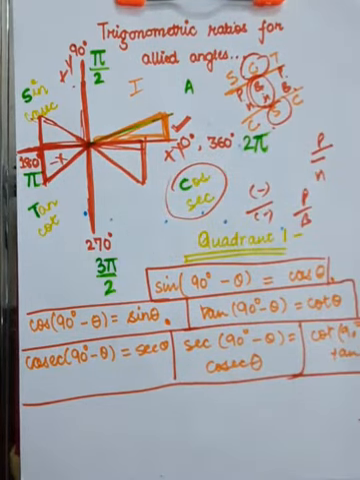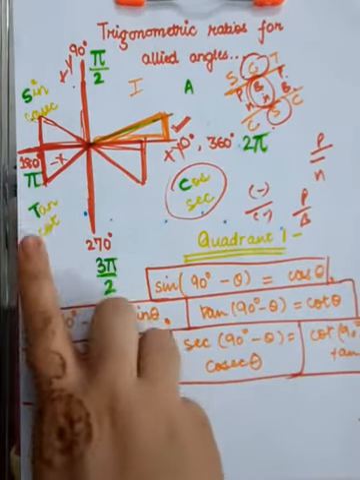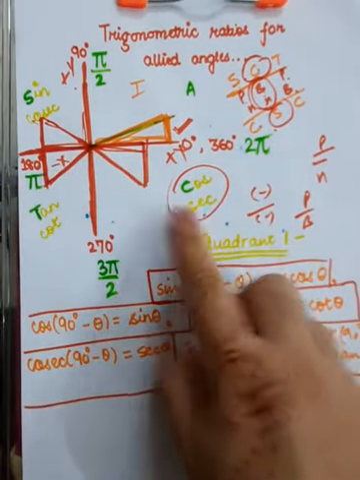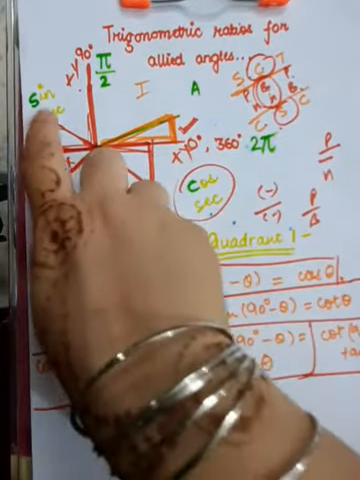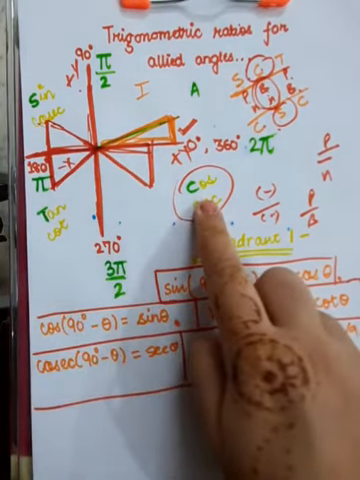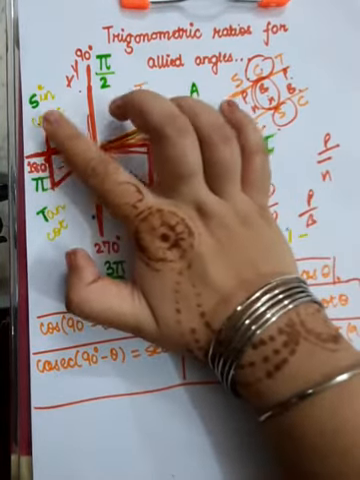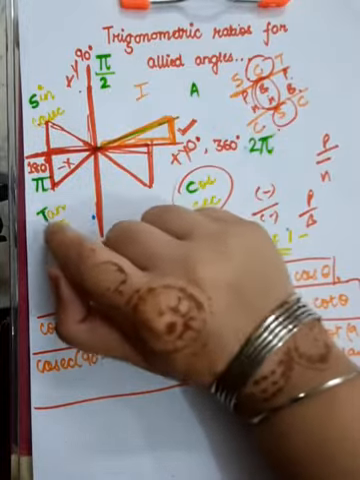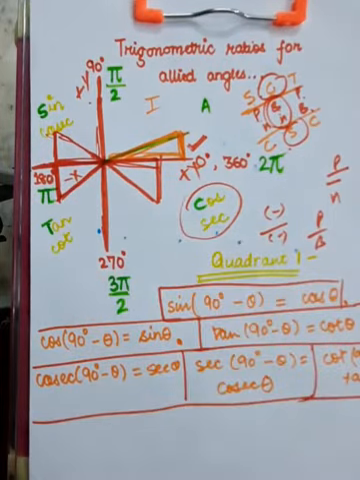And I will give you a learning tip: After school to college. Can you see that the initials are written in green color? After school to college. A means all positive. S means sine and cosecant positive. T means tan and cot positive. C means cos and secant positive.